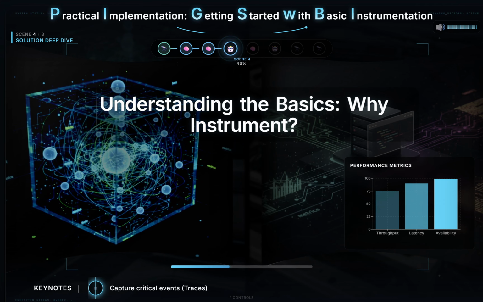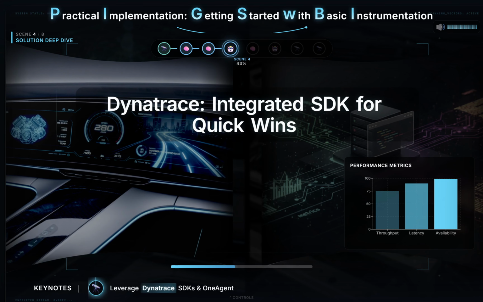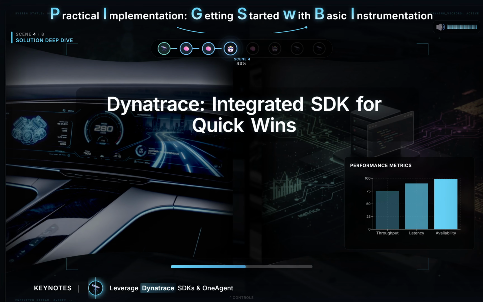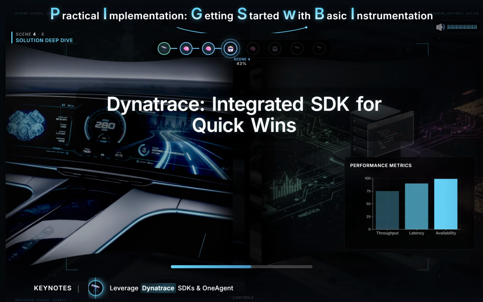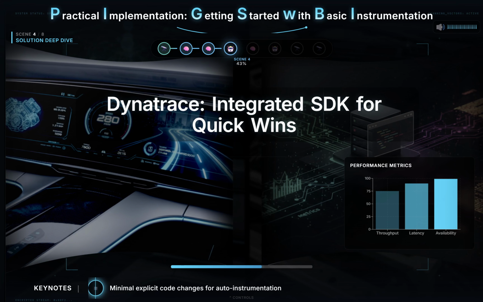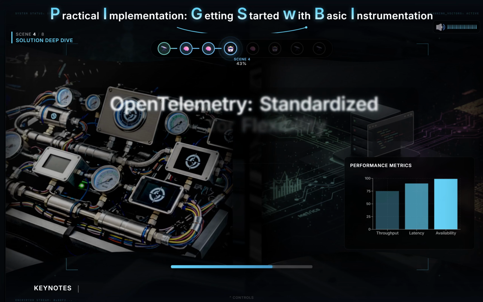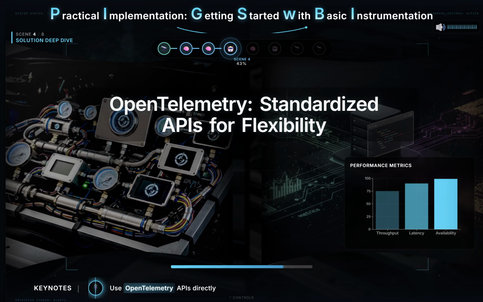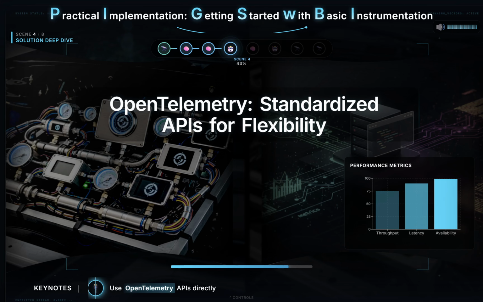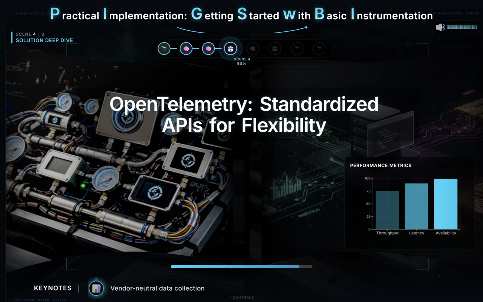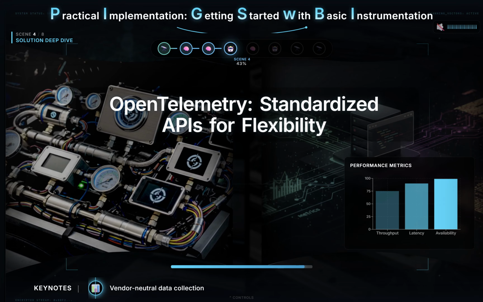Think of it like adding sensors to critical parts of your car's engine. We want to capture two main types of signals: traces and metrics. Traces help us follow a single request journey through multiple services, seeing every step it takes. Metrics, on the other hand, give us aggregated data, like the average response time for a specific API endpoint over time. It's the foundational step to understanding application behavior, making debugging less of a guessing game and more of a detective story with clues.